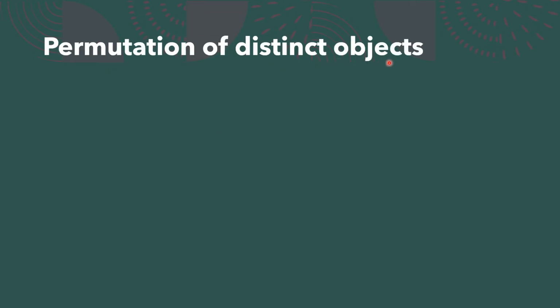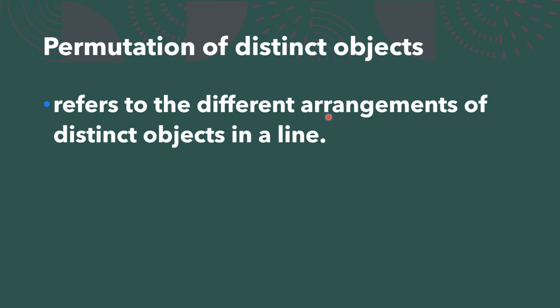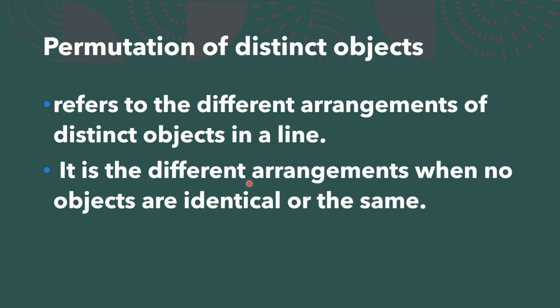When we say permutation of distinct objects, this refers to the different arrangement of distinct objects in a line. So, take note of this. In a line dapat yung kanyang arrangement. And it is the different arrangement when no objects are identical or the same. Ibig sabihin, magkakaiba dapat yung mga objects sa isang arrangement. Walang parehas. So, take note kapag permutation of distinct objects in a line, meron dapat naka-arrange sa line at saka no identical objects. Dapat unique sila lahat.